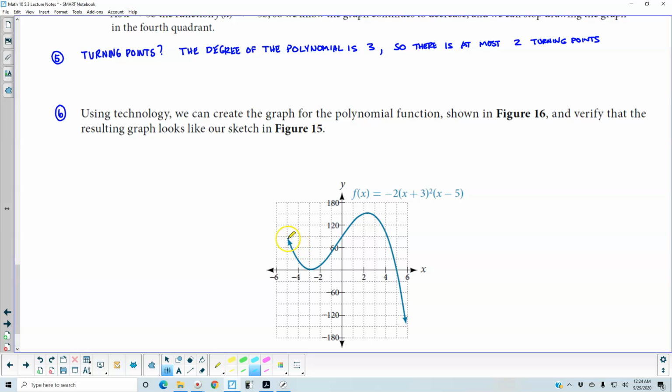So you can see here, here's our graph. It's going down towards negative 3. It bounces back up, goes through the y-intercept at (0, 90), and comes back up and has another turning point, and then goes through the x-intercept of 5, and it keeps going down.